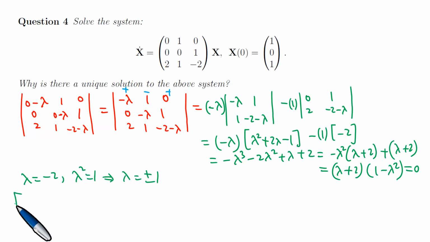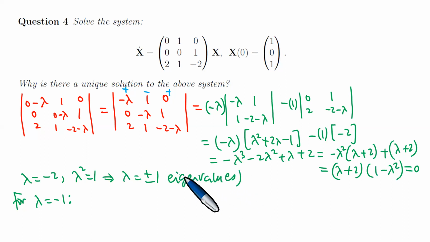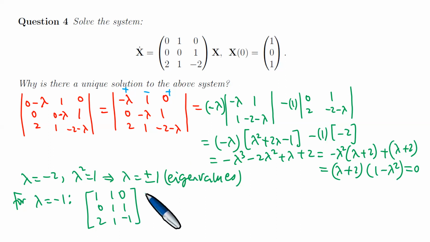So for lambda equals minus one, we need to get the eigenvectors. So these are what you call the eigenvalues. Okay, let's get the eigenvectors. So for lambda equals this one, the eigenvectors now, we shall have this one here. It's going to just become 1, 1, 0, 0, 1, 1, 2, 1, minus 1. And then you do V1, V2.